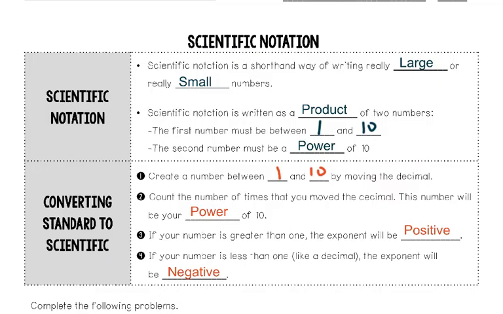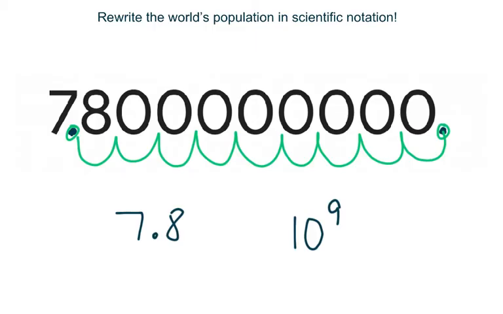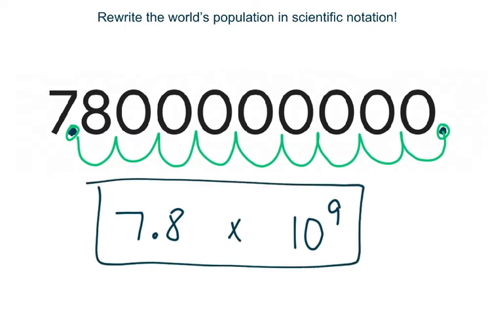If the number was less than 1, like a decimal, the exponent will be negative. So if it's a really, really small number, the exponent will be negative. If it's a really, really big number, the exponent's going to be positive. So if you remember, the only thing left to do with scientific notation is to write it as a product of these two numbers. So we always just put a little times between. Now you've successfully written the population of the Earth in scientific notation.